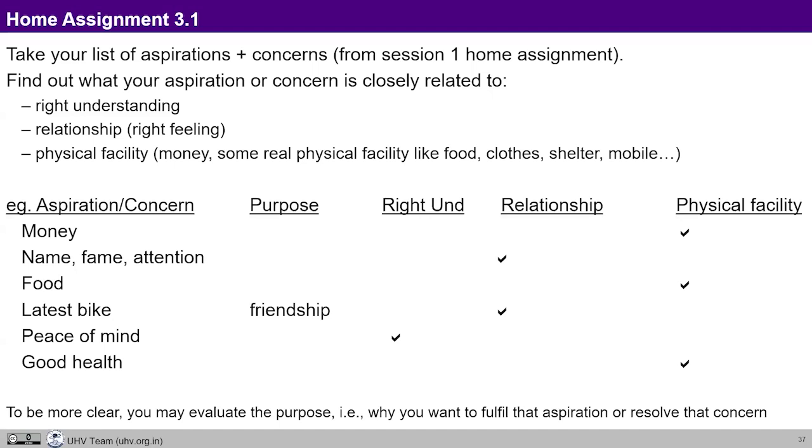For example, if somebody is saying good health, now for good health, if my relationship is not good, then how will I have good health? If I do not have right understanding, then how will I have good health? So things like this will come up. So the purpose of this exercise is to draw attention to the three basic requirements. That's all. And to be able to see how they are different, right? So this part has to be clear to us.